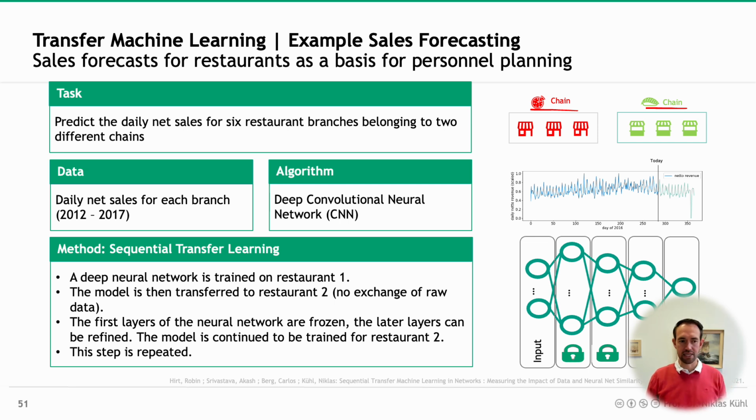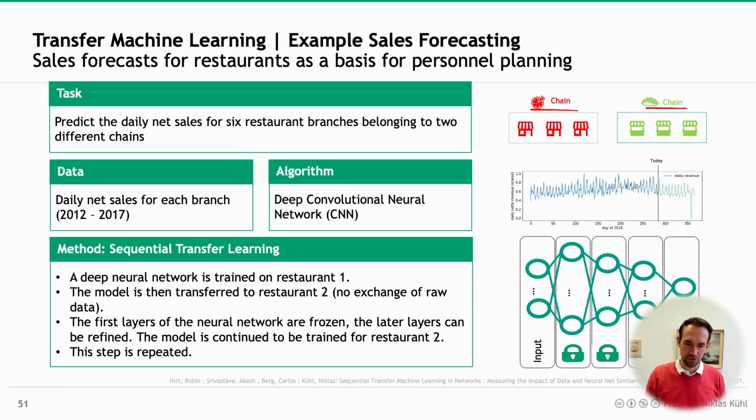What do we have? We did have the daily net sales for each of these branches, and we utilized a deep convolutional neural network that worked really well with that type of data over here. The precise method that we applied is called sequential transfer learning. How does it work? So we train a deep neural network on restaurant 1, and that model is then transferred to restaurant 2 over here. Now, the first layers of the neural network are frozen, and the later layers can be refined, and then the model is continued to be trained for restaurant 2, and you repeat this step for the other ones, right?